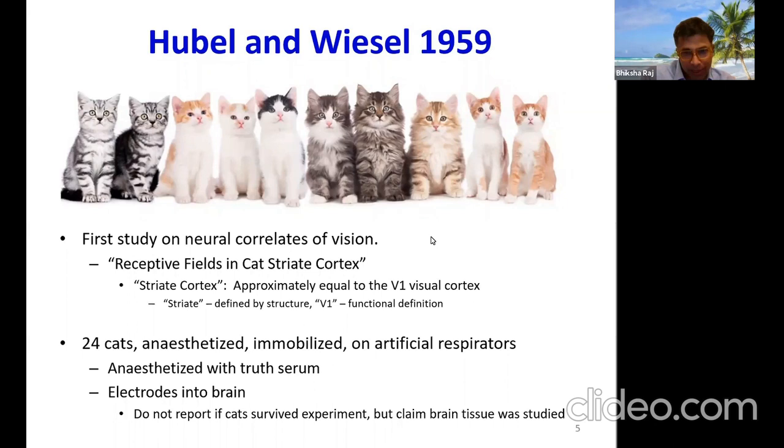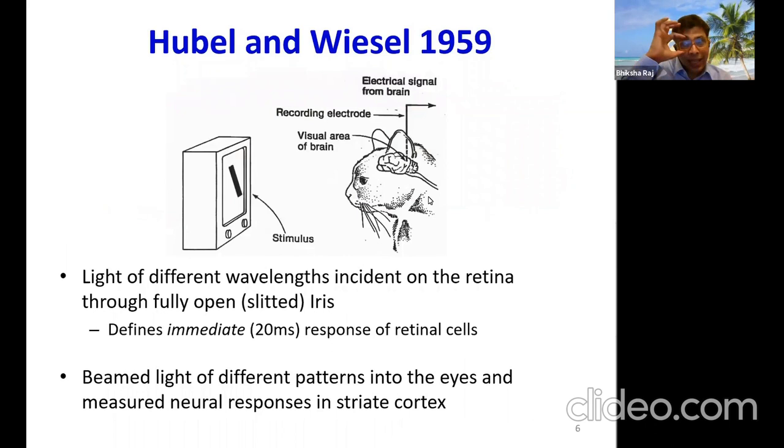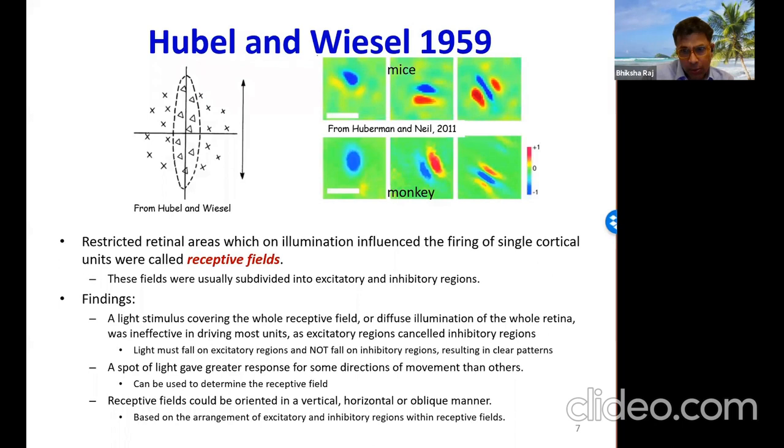But then here's the experiment. They held the anesthetized cat's irises open and beamed light of different wavelengths through it onto the retina. Now they beam light of different patterns, lines, dots, etc. And then they measure the cortical neural responses. Each neuron in the cortex was found to respond to a localized region of the retina. This is the region of your visual field that the neuron specifically responds to, and this was what they call the receptive field of the neuron. So although your eye may sense all of this image, the neuron in particular only responds to the image in this region, which is its receptive field.